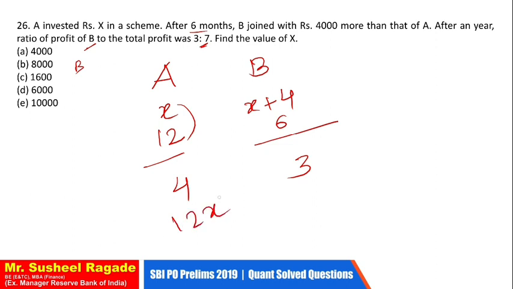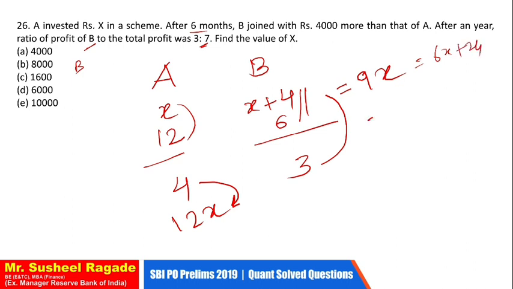So it means that suppose 4 corresponds to 12x, it means that 3 corresponds to how much? This is 9x. So multiplication of these two numbers is 6x plus 24. So 3x is equal to 24, x is equal to 8. 8 means 8,000, because we have written 4 for the 4,000. That's why 8 for the 8,000.